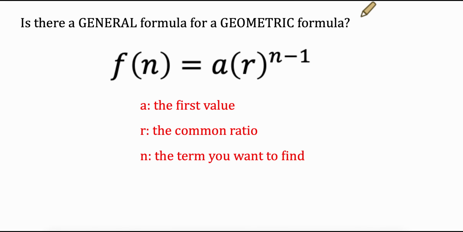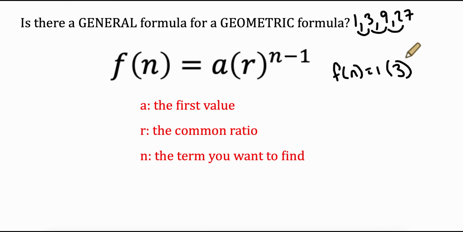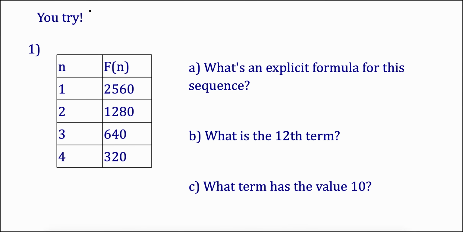And remember, n is the term we want to find, all right? So let's take a look here. If I had this very, very, very simple formula right here, I could find it. It would be f of n equals my initial value, 1, times my common ratio. What am I multiplying every time here by? 3 to the n minus 1 power. And there you have it. Okay, I'd like you to pause the video right now and try this one all on your own.